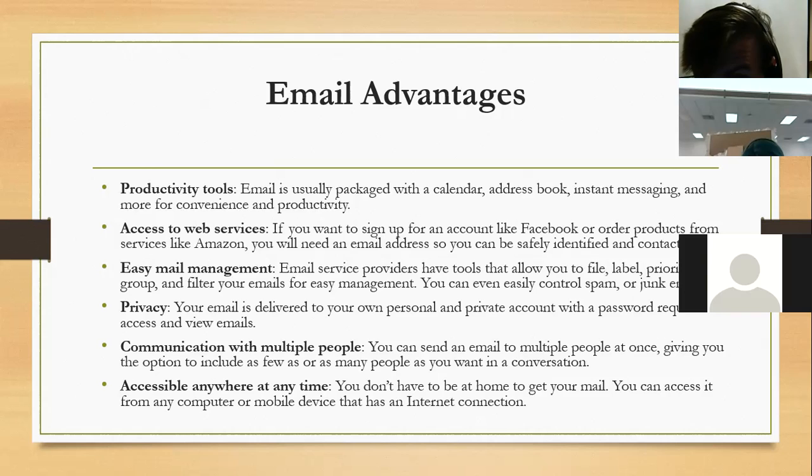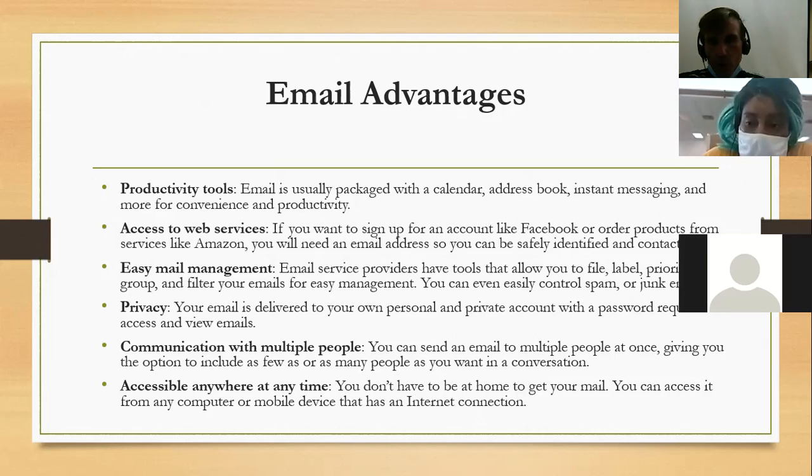Communication with multiple people. You can send an email to multiple people at once, giving you the option to include as few or as many people as you want in a conversation. When you're composing an email, and I'll go over this to show you, you can CC, which is where you include multiple recipients. It's not a situation where you can only send an email to one person. You can send an email to 5, 15, 20, 100 people, or just one person, or one person can be yourself.